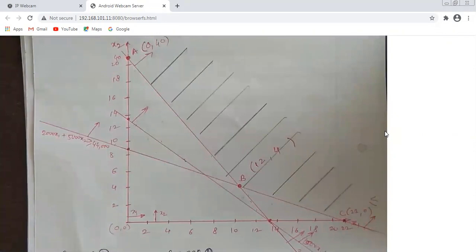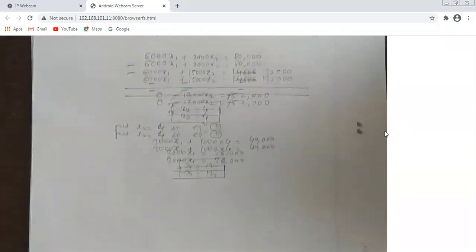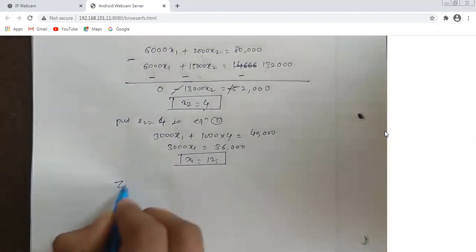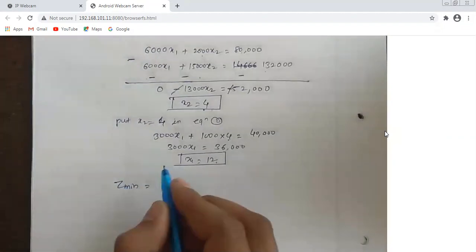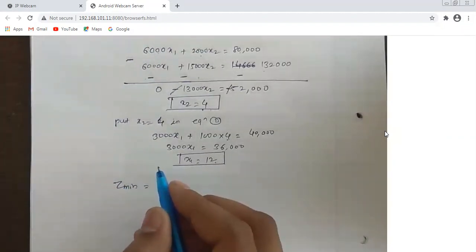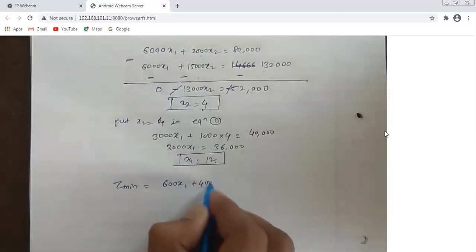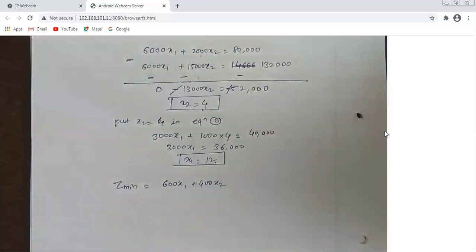Now we have to check at which location we will get the minimum cost. So how? That we will see. First of all, I will write our objective function, that is z minimum is equal to 600x1 plus 400x2. Okay. Now we have to find the value of z at each location, that is A, B, C. We have the values at A, B, C, that is x1 and x2.